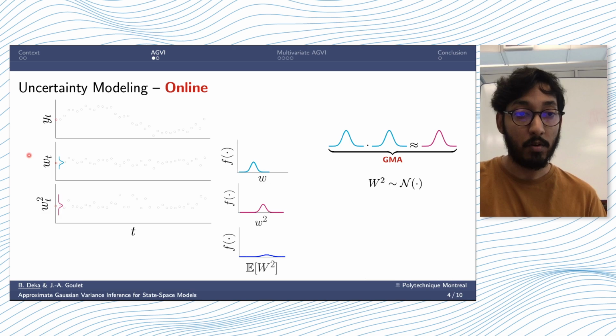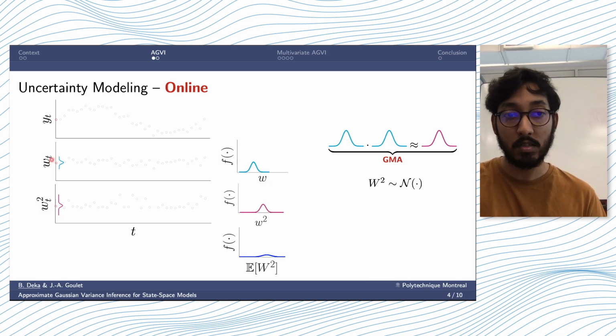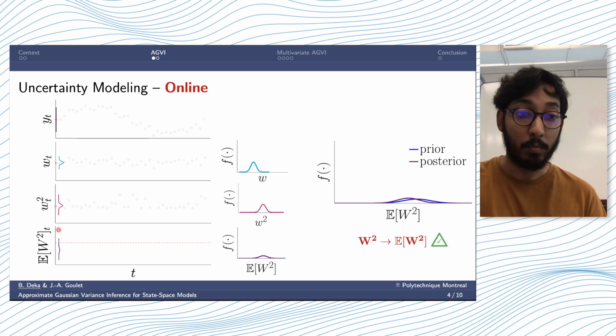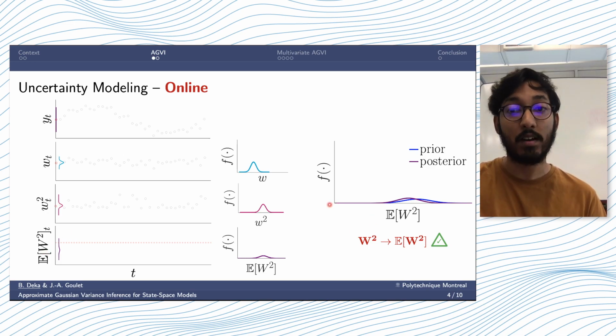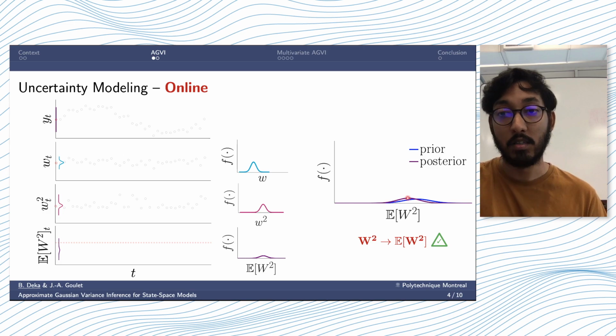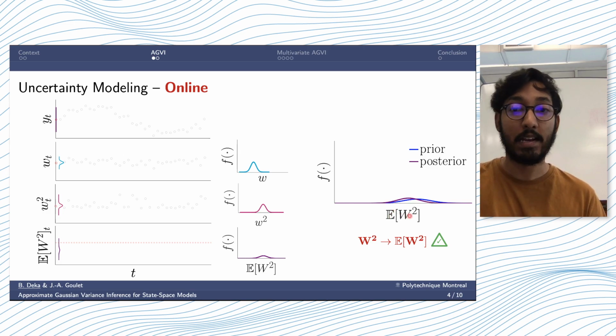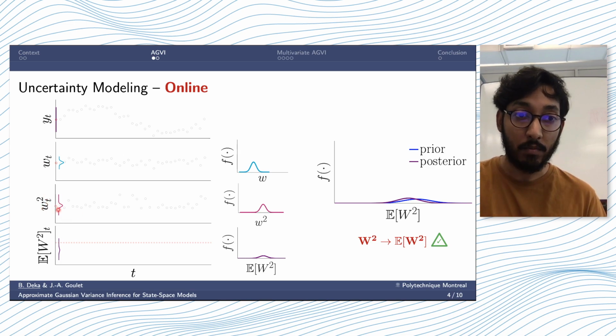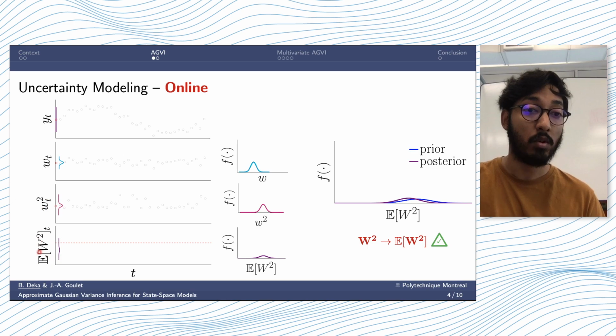So from W, we move to W squared. We use the distribution of W, use GMA, and obtain the posterior for W squared. Now we have also found another way to connect W squared to obtain the posterior for the expected value of W squared. As you remember, we started with a prior distribution for the expected value of W squared, after that we obtain a distribution for W, then using GMA we obtain a distribution for W squared, and now using the posterior for W squared we have obtained a posterior for the expected value of W squared.